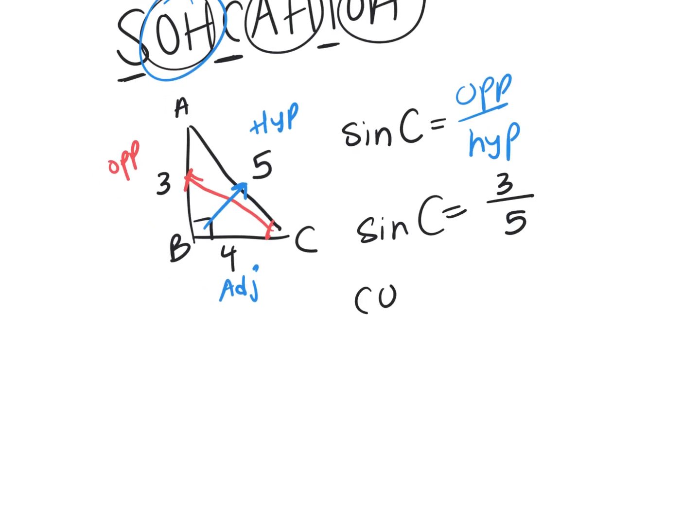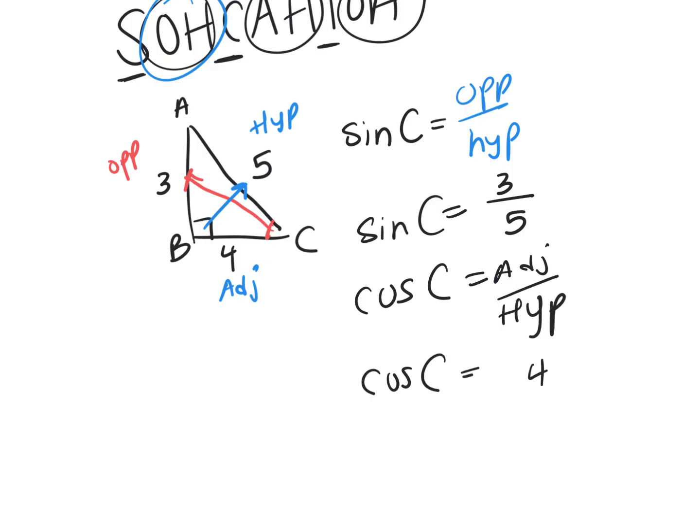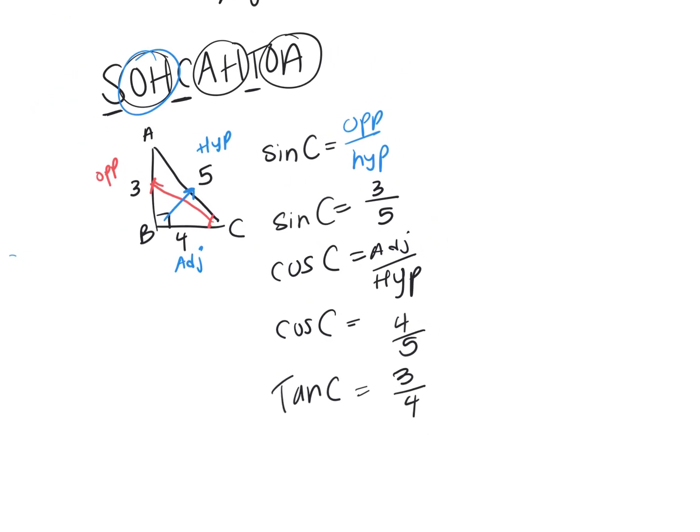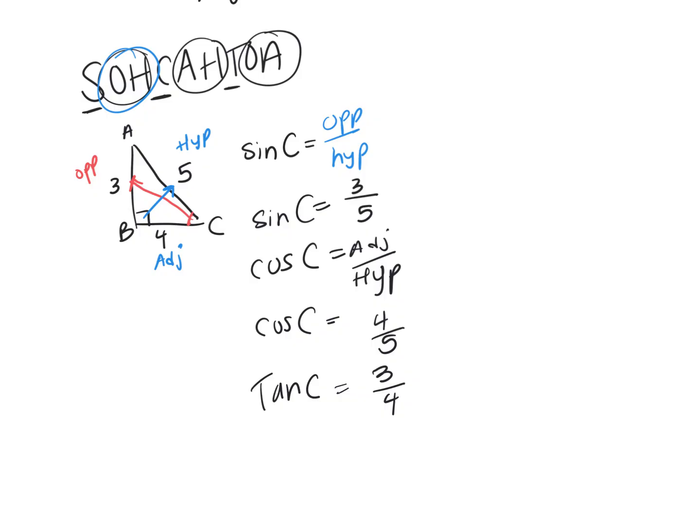Okay, the cosine of C is equal to adjacent over hypotenuse. That is 4 over 5. And the tangent of C is opposite over adjacent, 3 over 4. Now let's work with angle A instead. What if I want to find the sine of angle A, the cosine of angle A, and the tangent of angle A?